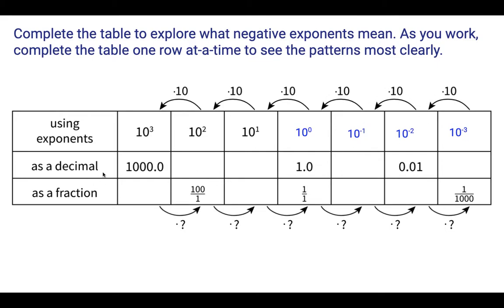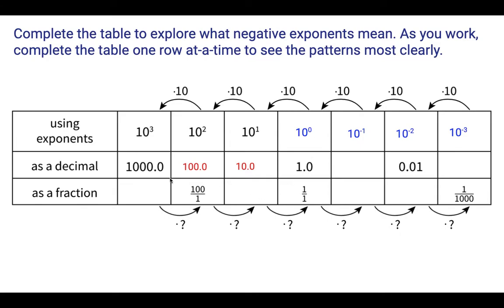Moving to the decimal row: 10 to the third is 1,000, which is a 1 with 3 zeros. Now our number's getting smaller, so it's going to be 1 with 2 zeros. Here it's 10 times 10, so 10 times 10 is 100, times 10 again is 1,000. This would be 10 times 10, which is 100. This would be just 10. And we remember that 10 to the 0 power is 1.